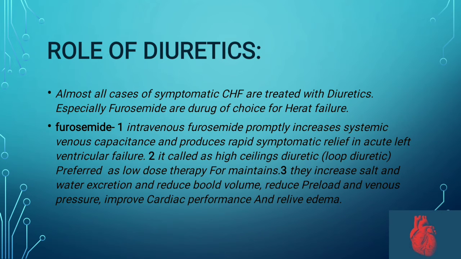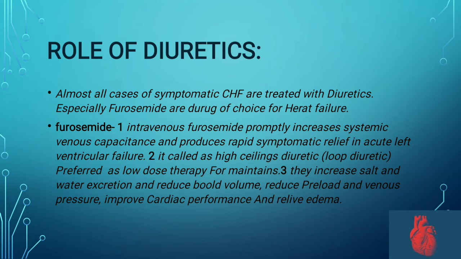Role of diuretics in CHF. We all know that diuretics can decrease the preload and improve ventricular efficiency by reducing the circulating volume. They also remove peripheral edema and pulmonary congestion. Almost all cases of symptomatic CHF are treated with diuretics. Especially furosemide is a drug of choice for heart failure. Furosemide is taken intravenously.